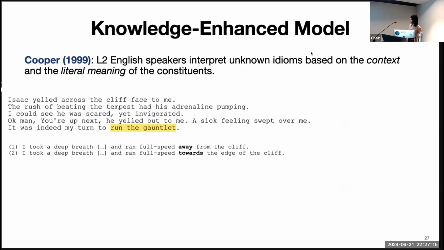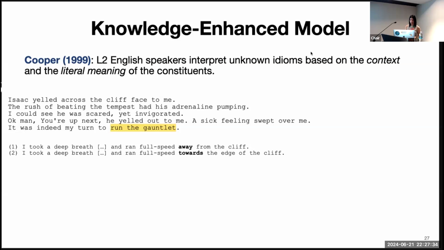Let's look at another narrative example. Isaac yelled across the cliff, face to me. The rush of beating the tempest had his adrenaline pumping. I could see he was scared yet invigorated. Okay, man, you're up next, he yelled out to me. A sick feeling swept over me. It was indeed my turn to run the gauntlet.